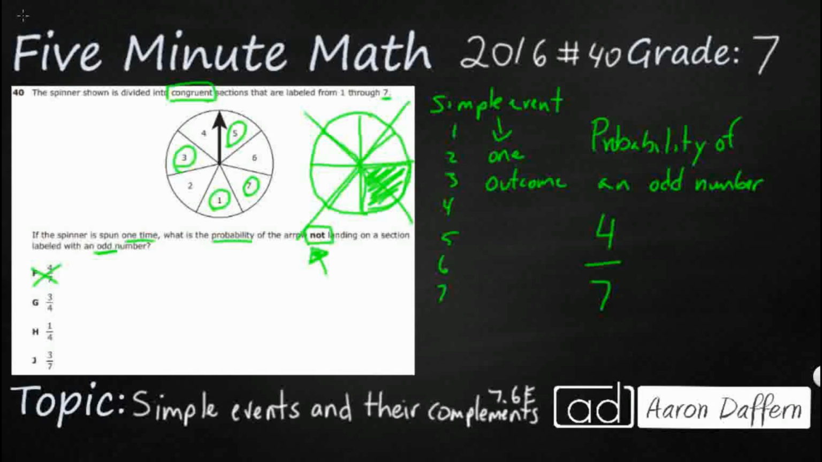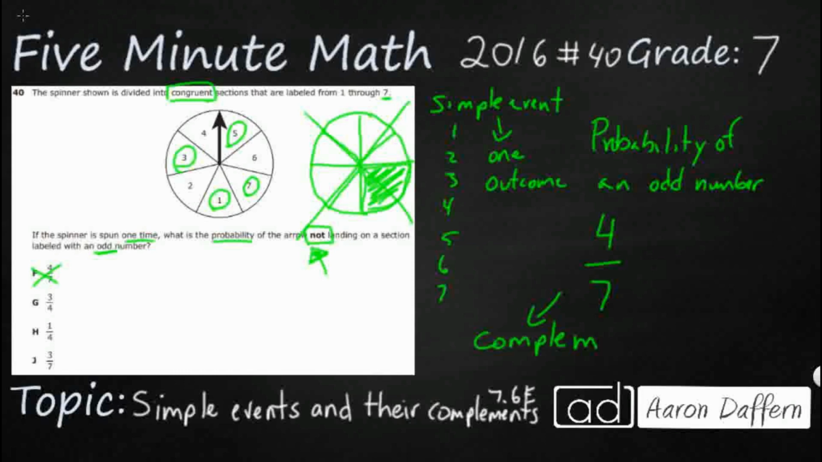Now, we know the opposite of an odd number is an even number, but you notice they never said the word even. They just said not landing on an odd. So if the probability of landing on an odd number is 4 out of 7, what we're looking for is not, which means we are looking for the complement. That's where this word comes in.